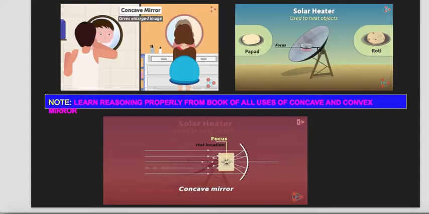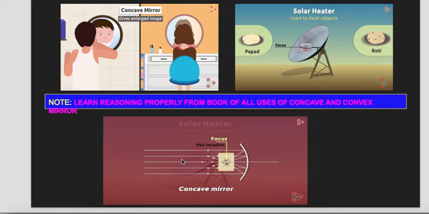We are going to now discuss the same. See students, a concave mirror is the one which gives the enlarged image, means magnified image. So while doing the shaving or in beauty parlors we see such a type of mirror, so that even for the smallest tiniest hair we can very clearly see and we can use the concave mirror. Solar heater, this is important.